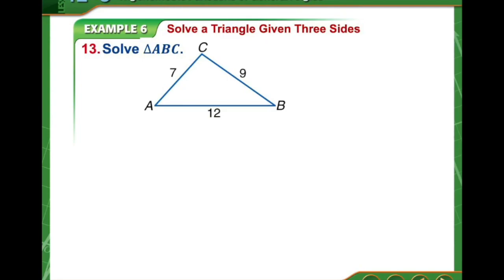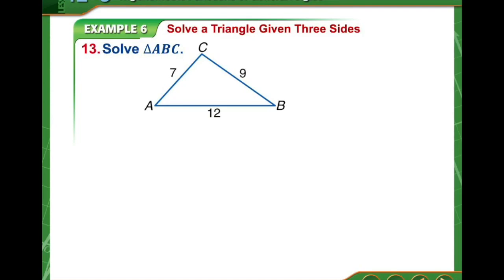So this one here, we have all three sides, and we need to find all three angles. So we're going to start with law of cosines. We're going to work backwards with this one to find one of the angles. It doesn't matter which one we start with. We'll start with A, just to go in alpha order. Why not? Then we'll find B, and then we'll find C.